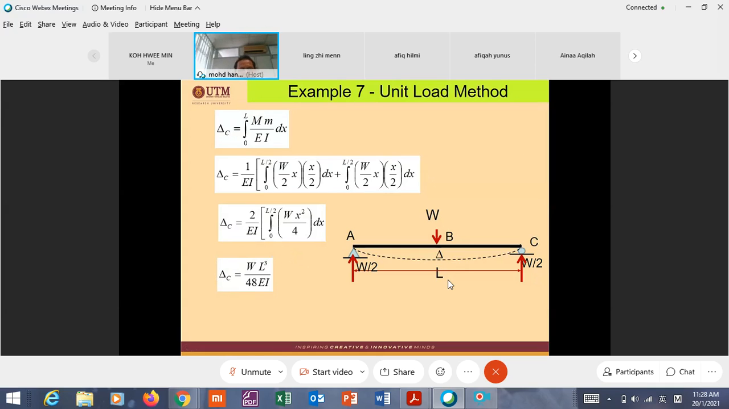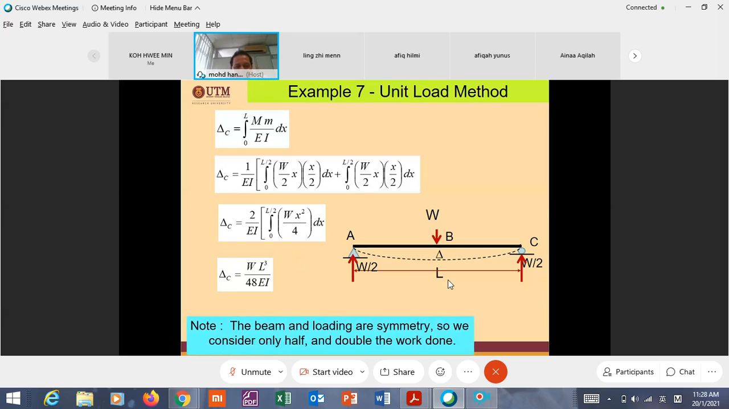So we have three methods that will give the same answer. If we use the other method, the moment area method, it will also give the same answer. Any problem? It's quite difficult to ask questions.